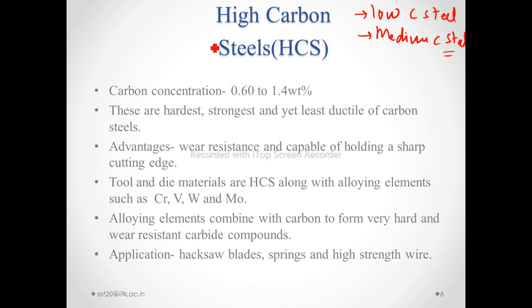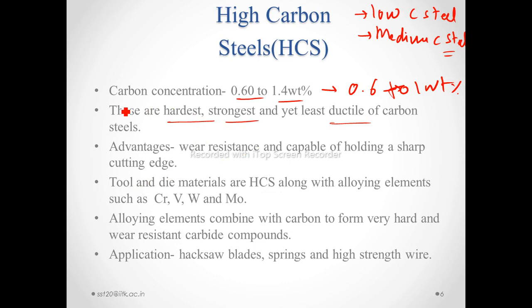As the name indicates, it consists of a larger amount of carbon, from 0.6 to 1.4 weight percent. Usually we use up to 1 weight percent. As we increase the carbon concentration, hardness as well as strength increase, but we compromise on ductility. So they are less ductile but harder and stronger compared to the other two steels. Hence they are used for wear resistance and for holding sharp cutting edges. They are mainly used for cutting tools. Tools and die materials are made of these high carbon steels.